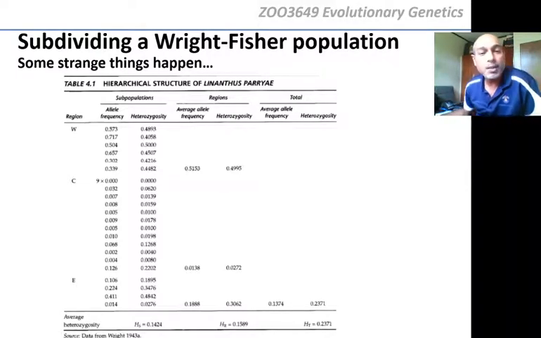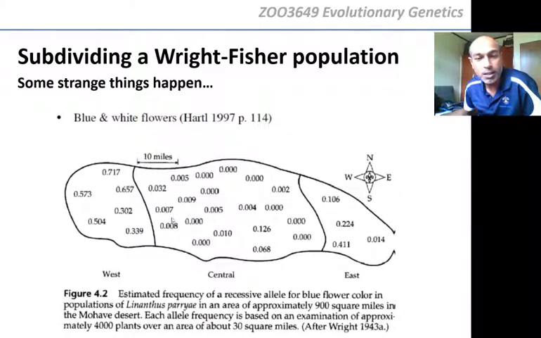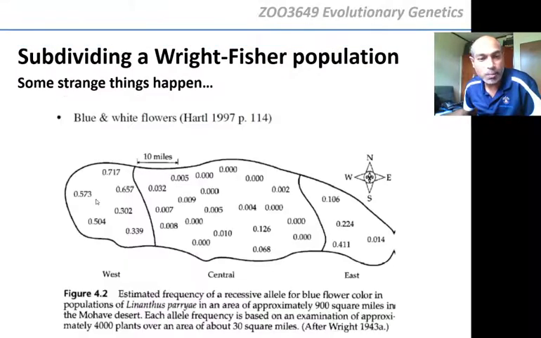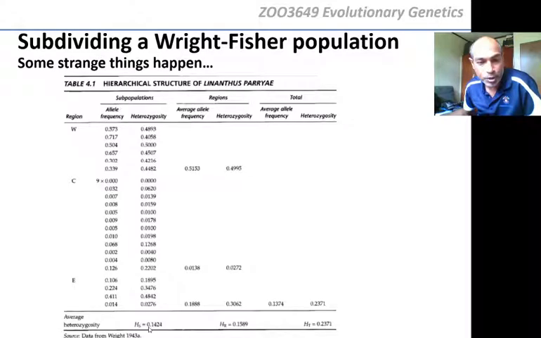Right, so what are you going to find? What did Wright find? He took the level of each population. So this is the heterozygosity for each of these different populations here. He added them all up across every population in the landscape, whether it was from west, central, or east, it didn't matter. He took a total and averaged it, and the total is 0.1424. That's if you take the individual ones, add them all up, and divide by the number of populations, you get the average of 0.1424.